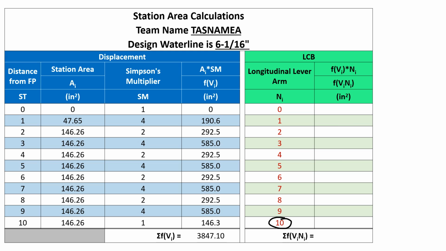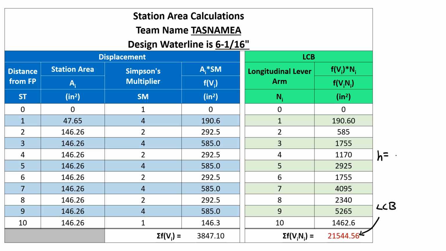Next, I multiply the lever arm by the product of the Simpson's multiplier times the station area in order to get a new value. I plug this sum into my longitudinal center of buoyancy equation, where the h in my longitudinal center of buoyancy equation has not changed from my displacement and draft calculations. My distance between my stations is still 7.9125 inches.